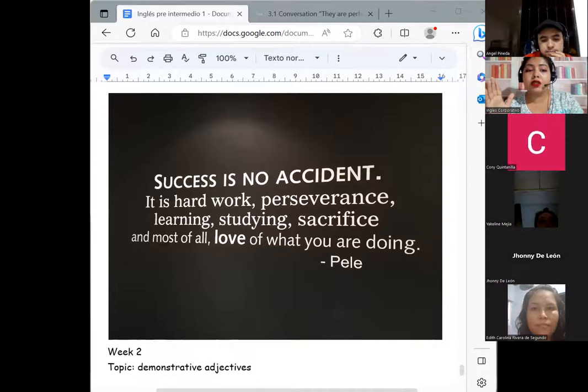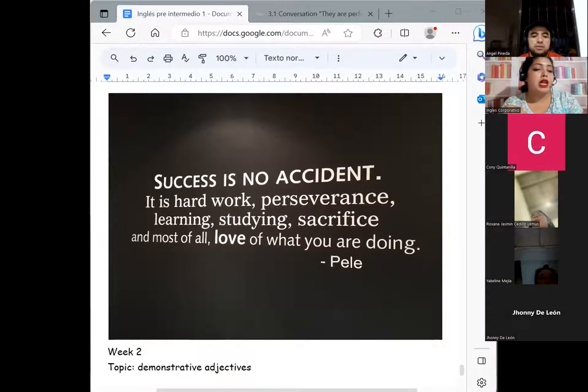Vamos a hablar de lo que son los adjetivos demostrativos, cuál es el uso, cuáles son esos adjetivos, cómo podemos utilizarlos en una conversación, cómo quedan en una frase. Vamos a ver diferentes cosas. Vamos a tener información y vamos a tener ejemplos al mismo tiempo. Vamos a tener dos ejercicios sobre los demonstrative adjectives.